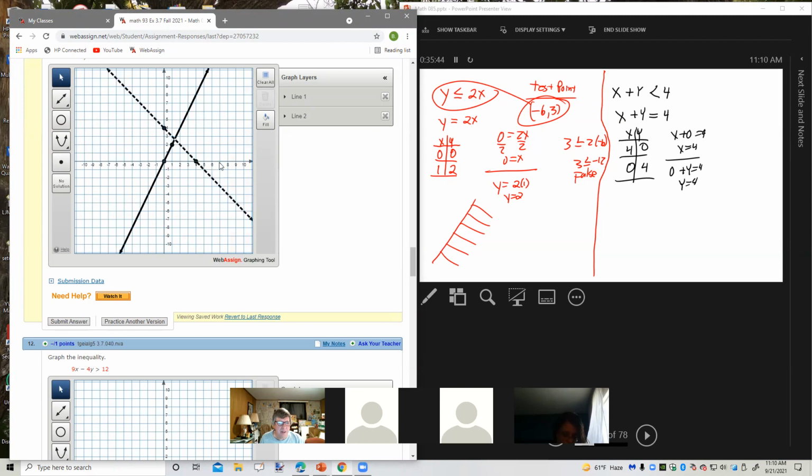Now, let's pick a test point for that line. How about 8, 2? We'll take that point right there. Test point 8, 2. So that's going to go in there. 8 plus 2 less than 4, 10 less than 4, that's false. That's supposed to be the word false, believe it or not. So 8, 2 for the dashed line was false. So that means we're going to be over on this side.